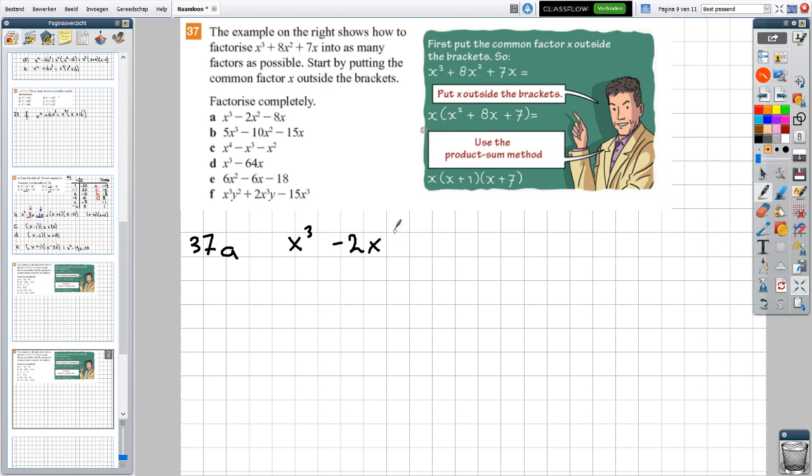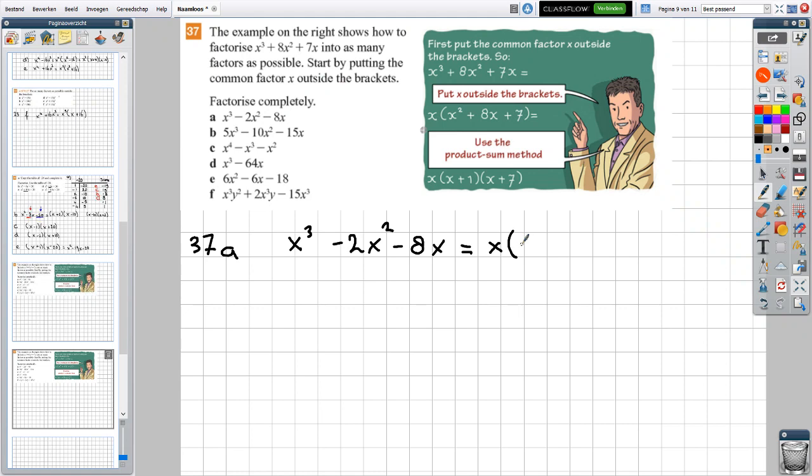x to the power of 3 minus 2x squared minus 8x. What I first want to do here is put the common factor outside of the brackets. The only common factor that I have right here is x. I cannot use any numbers, because here I have a minus 2 and a minus 8, but here I don't have a number. So I start by taking out the x outside of the brackets.